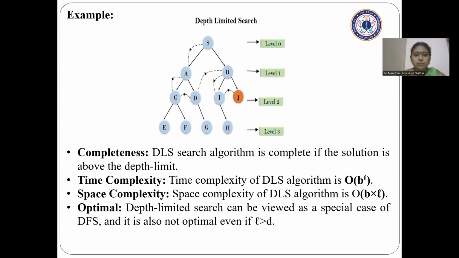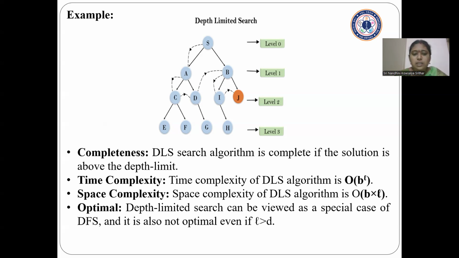In this example, we have four levels, but we give the limit up to level 2, that is, 3 levels only. S is the starting node; from S it searches A, then C, but it won't search E because we are giving the limit up to level 2. Then it goes breadth wise: D, again B, then I. At last, it finds J, the goal node of this particular problem.